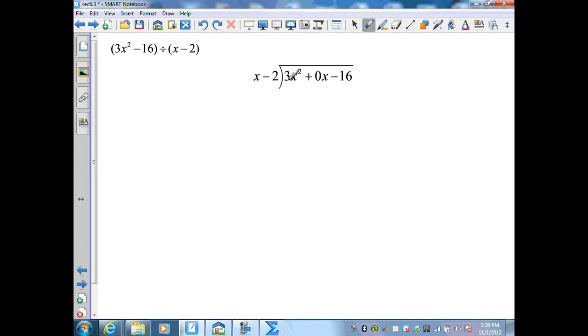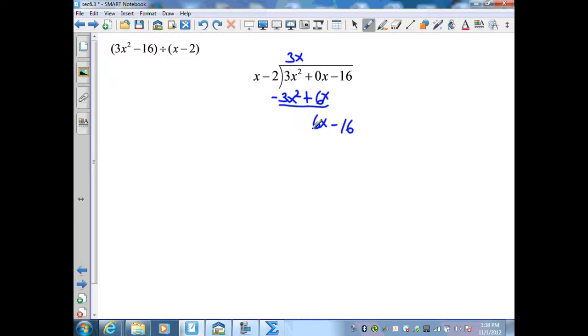X times what gives me 3x squared? That would be 3x. Then I distribute. 3x times x is 3x squared. 3x times a negative 2 is a negative 6x. Now I'm going to change the signs. And that's going to give me, when I subtract, the x squareds cancel, and that gives me 6x. And you can see, again, that placeholder gives me like terms so I can perform this operation. Now I bring down my minus 16.